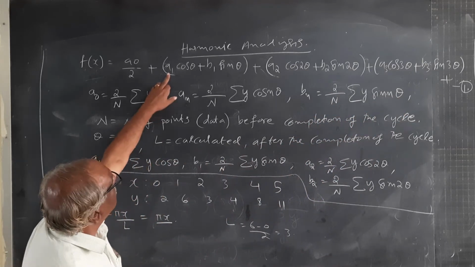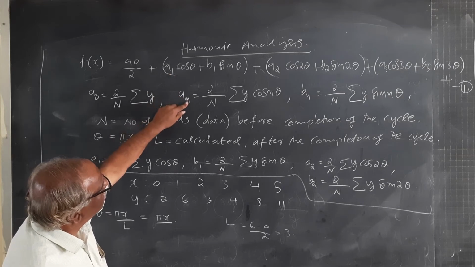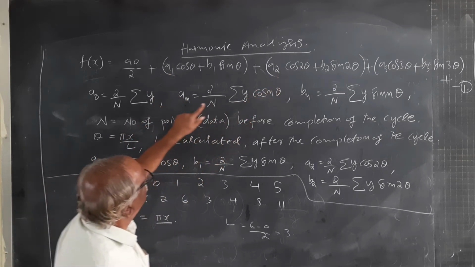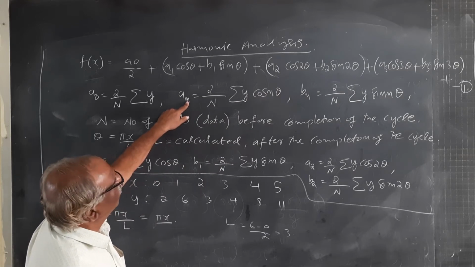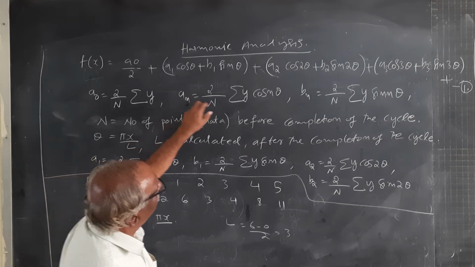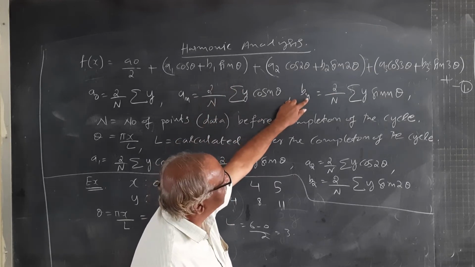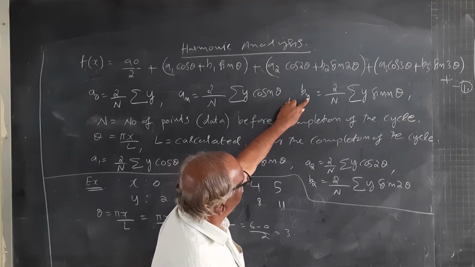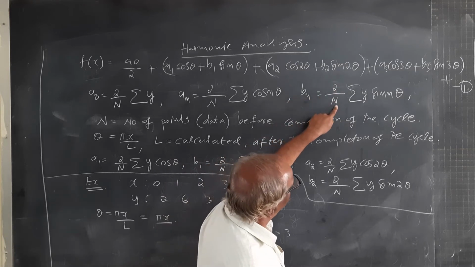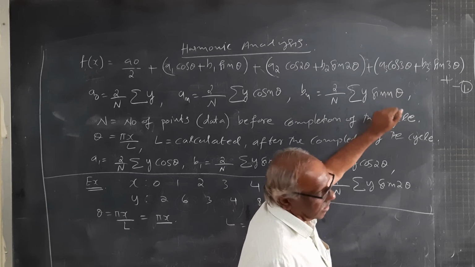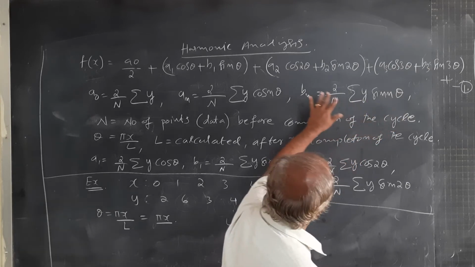Now suppose I want a1, put small n equal to 1. If I want a2, put small n equal to 2 here. If I want b1, put small n equal to 1: 2 by capital N, sigma y sin theta. Like that, you are finding the constants.